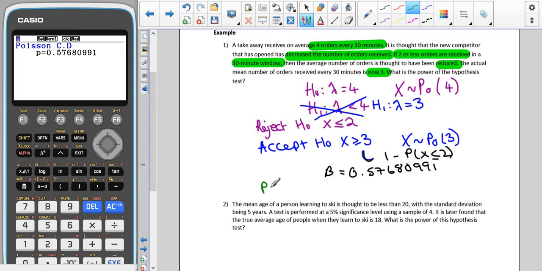So now power is 1 minus our 0.5768091, which to 3 significant figures gives us 0.423.